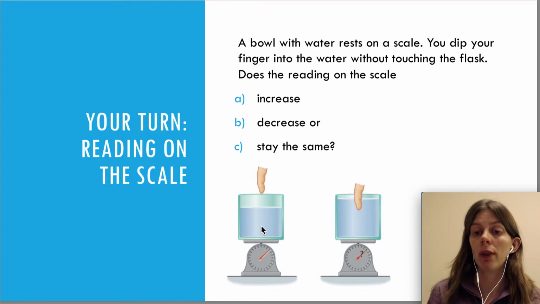So it turns out that it's actually going to read an increase in weight. Can you think of the reason? Look at this picture. You can see that when you put your finger in, it causes the water level to rise. The water level rises, that means now there's a greater height than there was before. The greater the height of the liquid, the more pressure is exerted at the bottom. So if there's more pressure exerted here due to more force, that means that the scale is going to read a higher reading than when there's less pressure and less force.